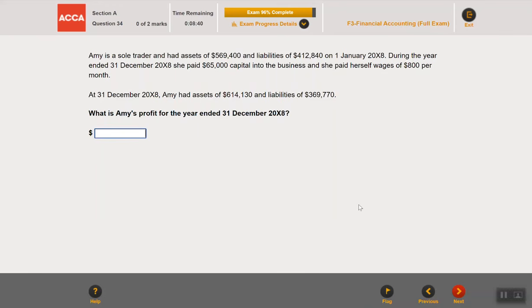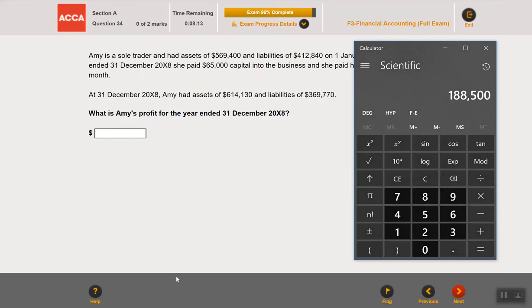Okay, this is just an accounting equation question, so we can do it like the first question that we did. The first one was a theoretical one, and this is numerical. So we have the profit figure, the same: closing capital minus opening capital minus capital introduced and minus drawings. Wages in a sole trader means drawings.